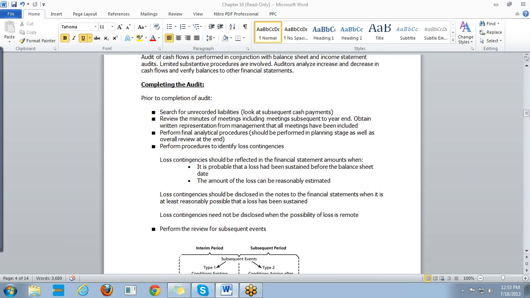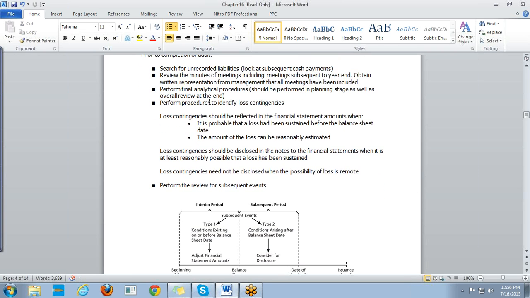Now, prior to completion of audit, look at subsequent cash payments to make sure that these are expenses for the right period and they have been booked. Okay, review the minutes of meetings to see if everything that needs to be included in the financial statements or the footnotes, everything important like related party transactions, issuance of new stocks, everything has been verified. Okay, ending analytical procedures to see that the new or the adjusted financials look reasonable, and then any contingencies.